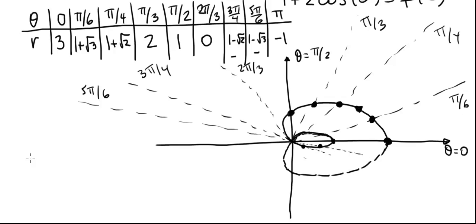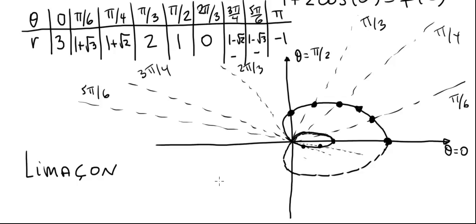Now the graph has a name. It's called a limacon, and it's written like this. And this is an example of a limacon with an inner loop. We have to make sure that we got all the points on this graph. You can try plugging in some other values of theta, and you will see that we're simply going to get points that are already on this graph.